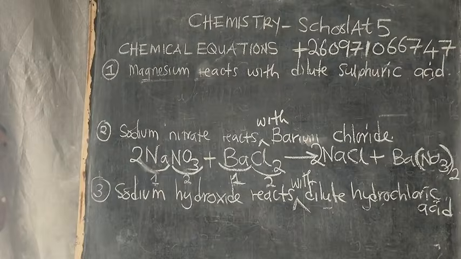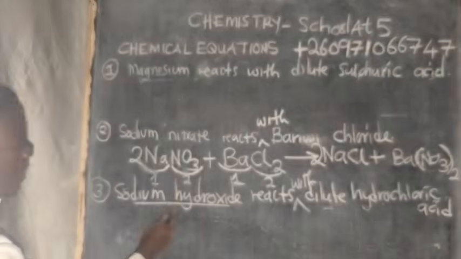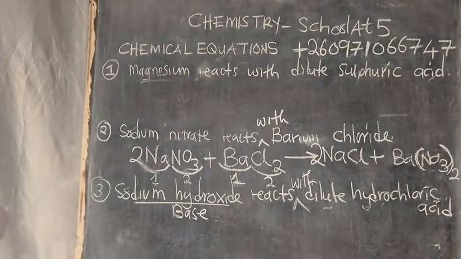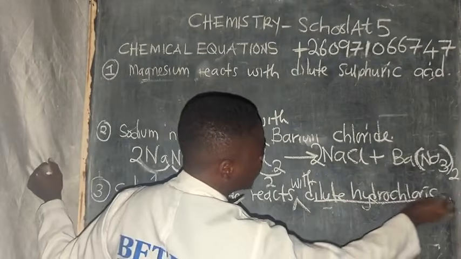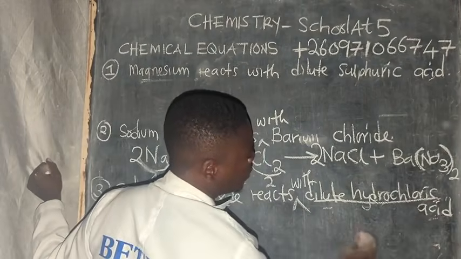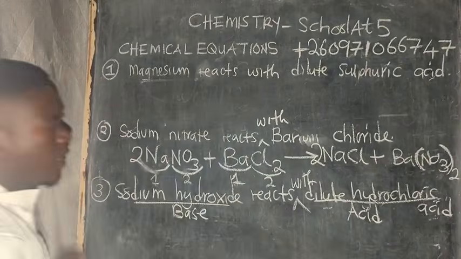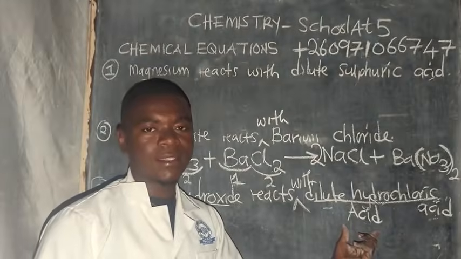So follow me clearly. This is a base. Sodium hydroxide is a base. Dilute hydrochloric acid, you are even told there, is an acid. So this is an acid. So this is a reaction between a base and an acid.